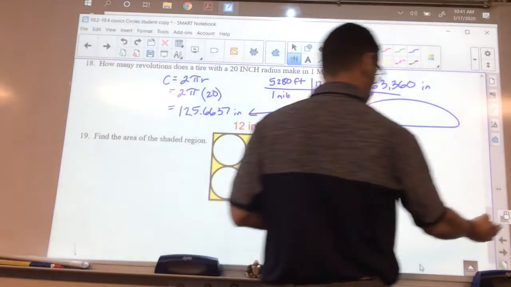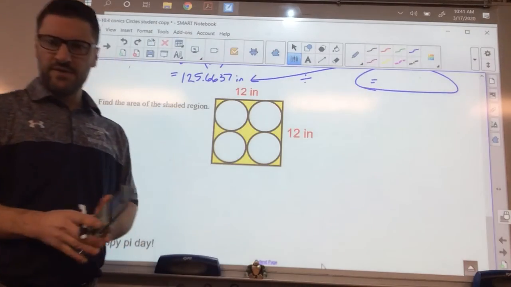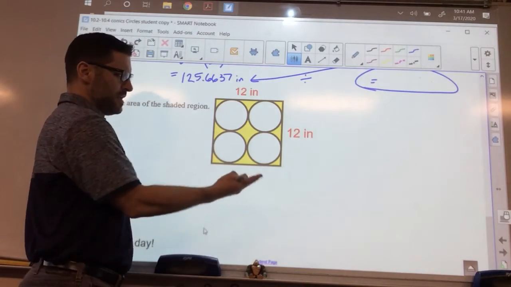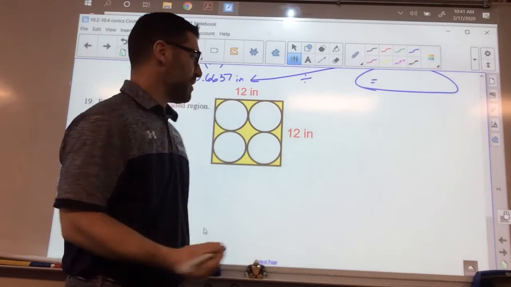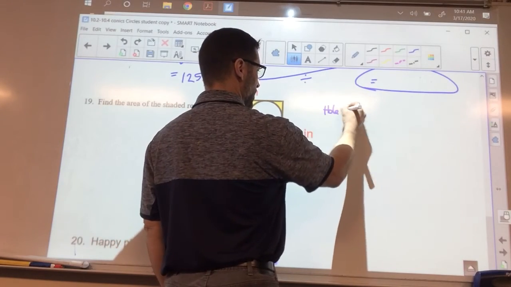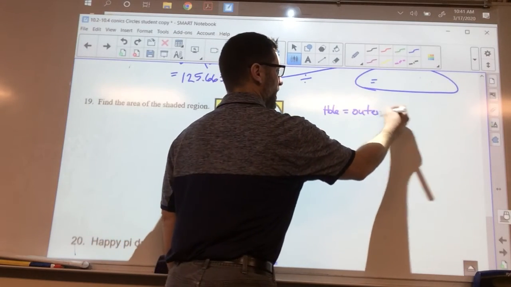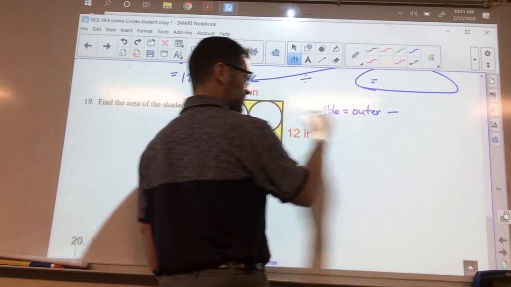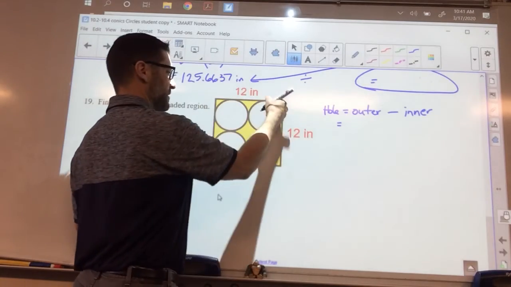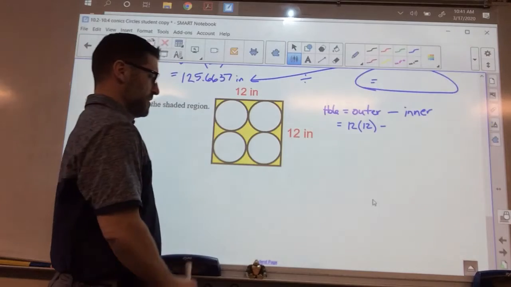All right, and the last one. Last problem, find the area of the shaded region. So what I'd be looking for here is the area of this little yellow spot. And this was a problem I called the whole problem from the geometry. The yellow part, I would take the outer and I'd subtract off these inner circles minus the inner. So the outer is pretty easy. It's 12 times 12.